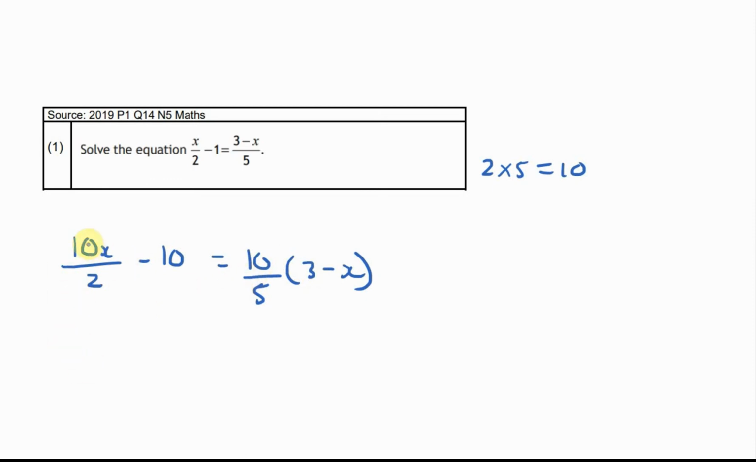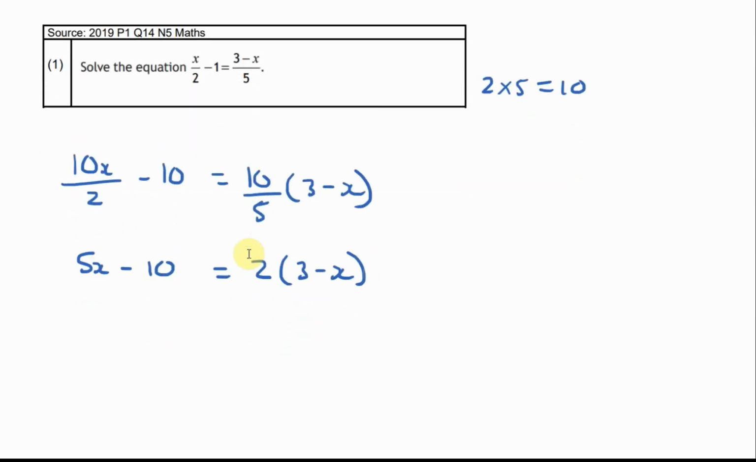So let's just simplify that. 10 divided by 2 is going to give me 5x. 10 divided by 5 gives me 2. And then 3 take away x. Okay? So the first thing you do here is multiply your denominators together, kind of like smiling across with the fractions. So 2 times 5 is 10, and then we're multiplying everything by the 10.